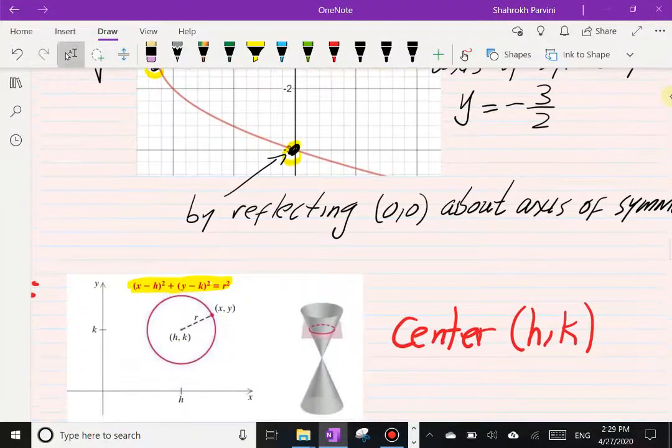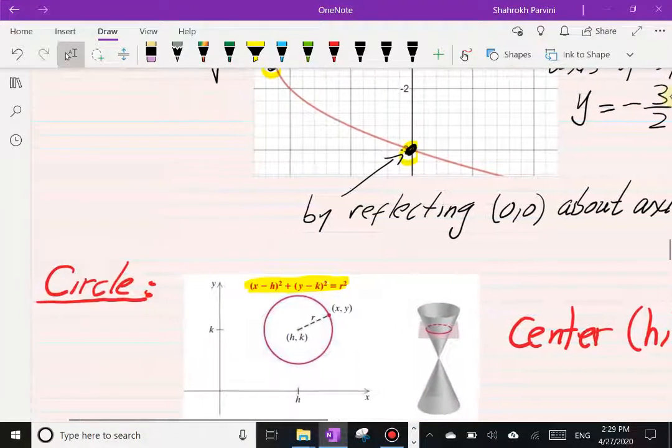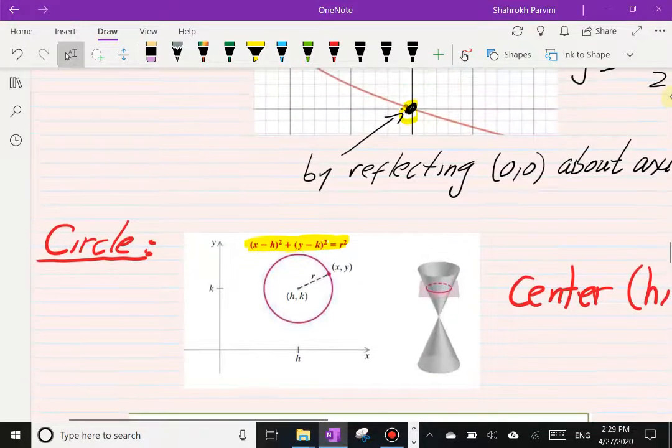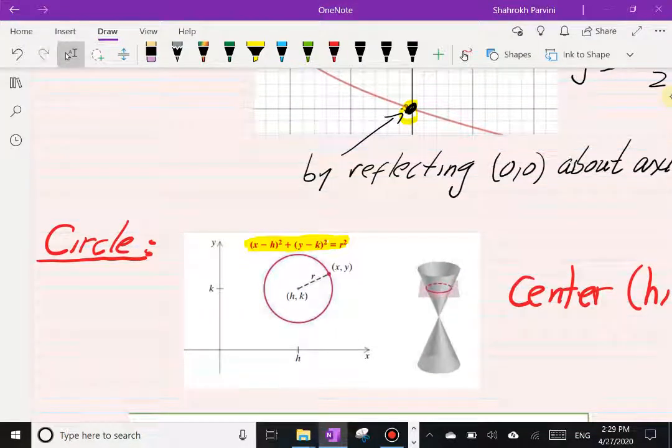Now, next we're going to take a look at circles. Here's actually how a circle is created. That's, again, when a flat surface crosses a nap, either the upper or the lower nap of the cone, parallel to the base of the cone, right here. So that's how you get this circle on the outside. And then the circle here has a center at h, k. So we are allowing for the center of the circle to be away from 0, 0. So in this particular one, it's at h, k.